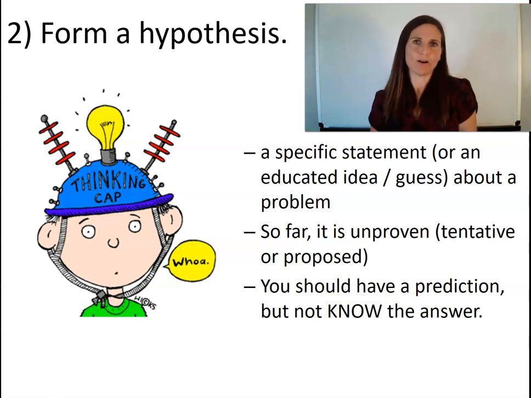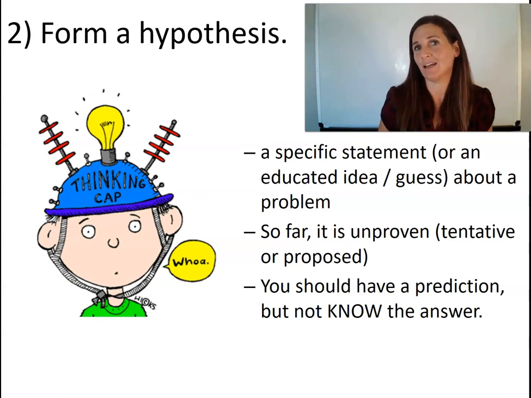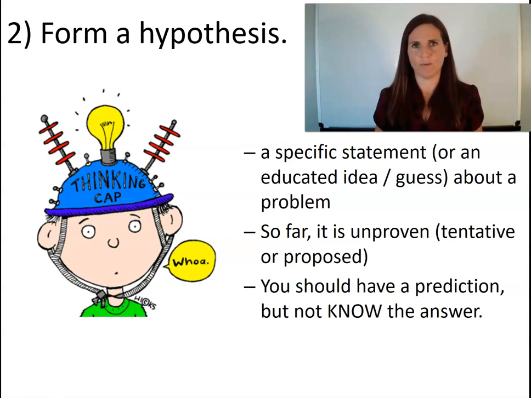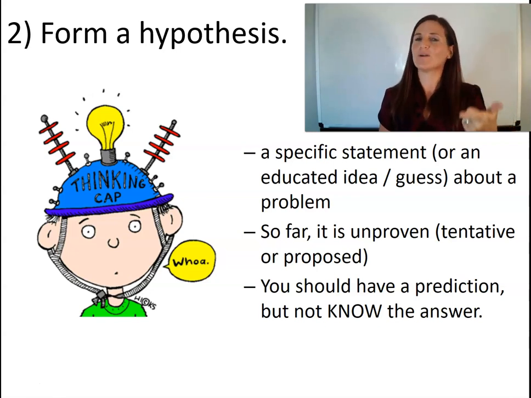I should know whether or not I'm right or wrong once I've tested it, but I shouldn't know before I begin whether or not I'm right or wrong. It has to be something that has a question to it, where it's not that everyone already knows the answer. So you first make an observation and then you form a hypothesis. What are you going to test?